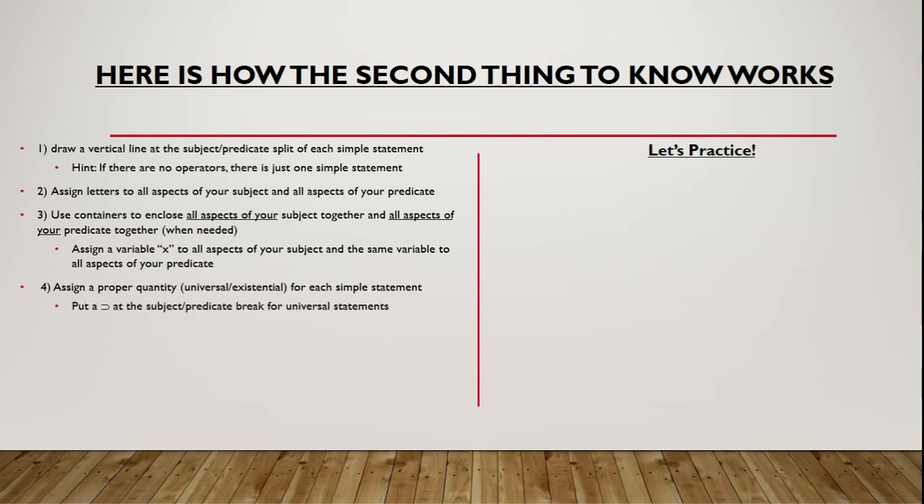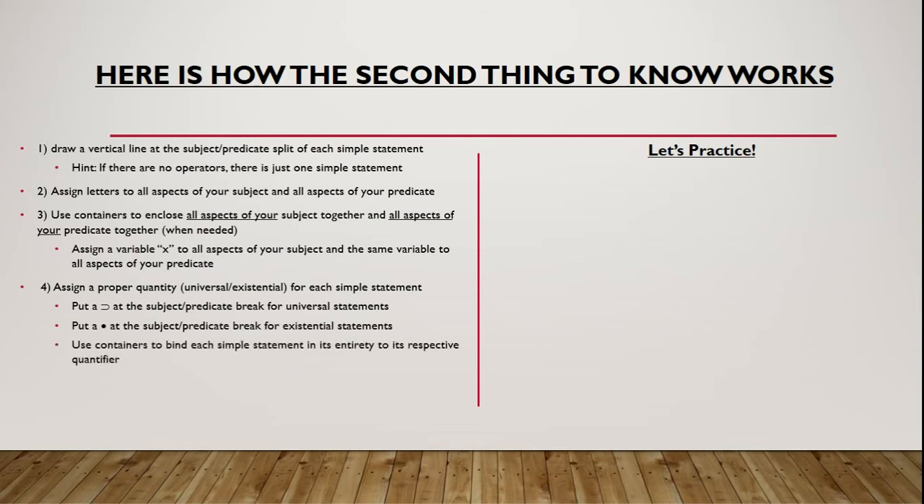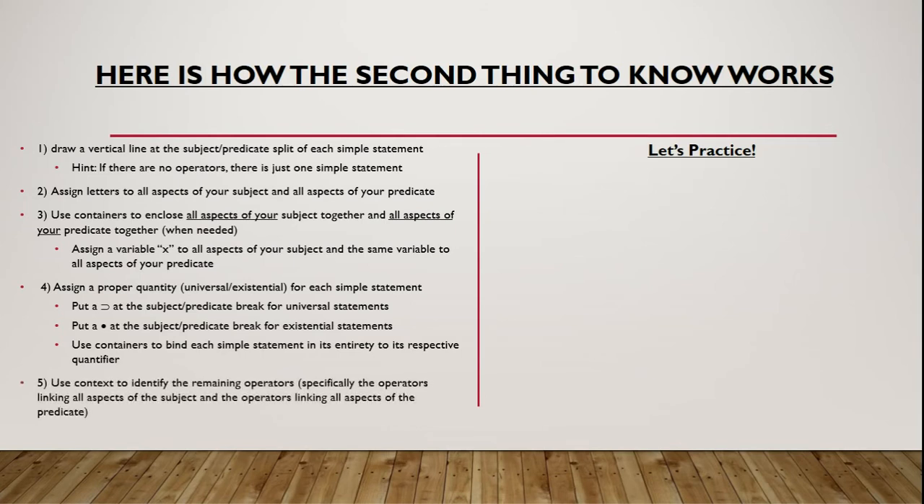You're going to put a horseshoe at the subject-predicate break for the universal statements. You're going to put a dot at the subject-predicate break for the existential statements. And you're going to use containers to bind each simple statement in its entirety to its respective quantifier. 5. You're going to use context to identify the remaining operators, specifically the operators linking all aspects of the subject and the operators linking all aspects of the predicate.